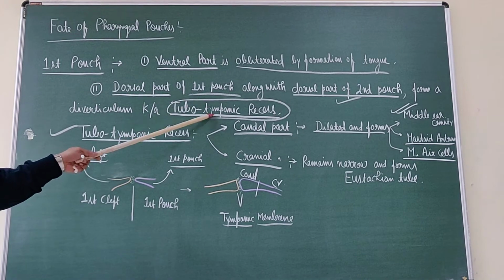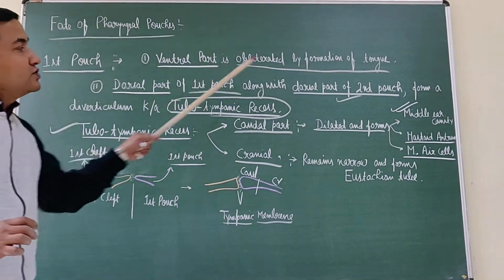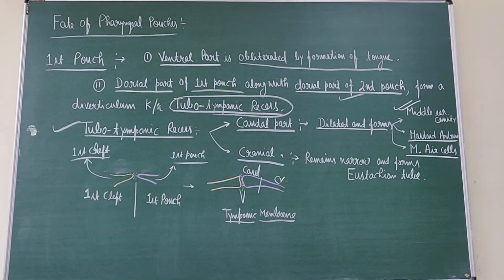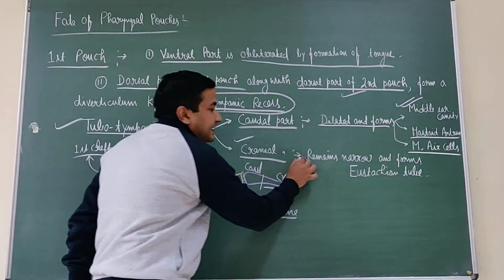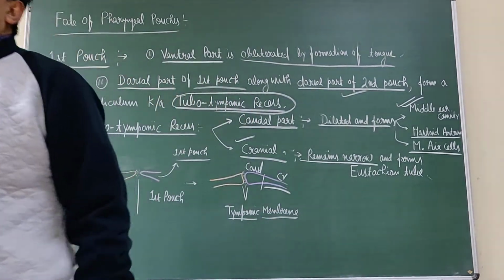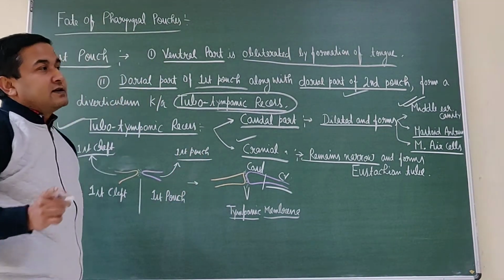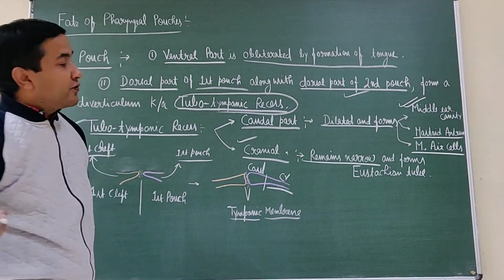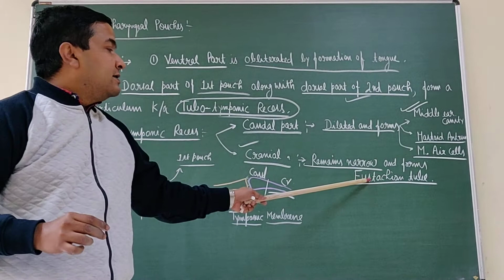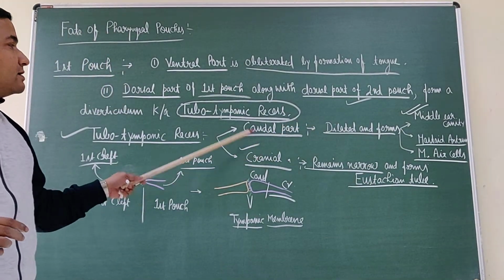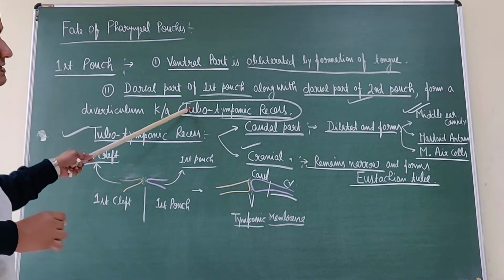This tubotympanic recess is formed by the dorsal part of the first pouch and the second pouch, while the cranial part remains narrow. It is not dilated, it remains narrow, and it forms a tube. That tube connects the middle ear cavity with the nasopharynx, that is the eustachian tube. This eustachian tube is formed from the cranial part of the tubotympanic recess.